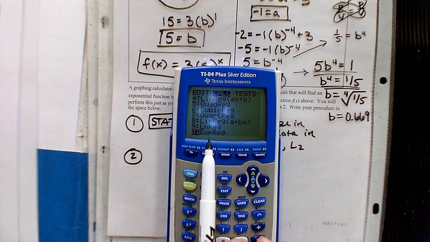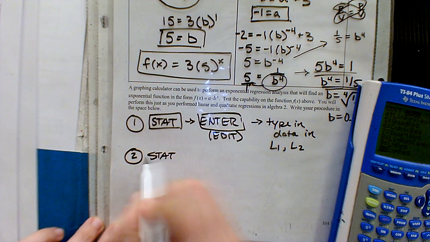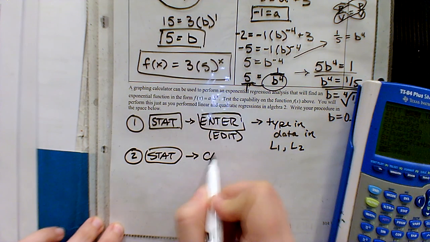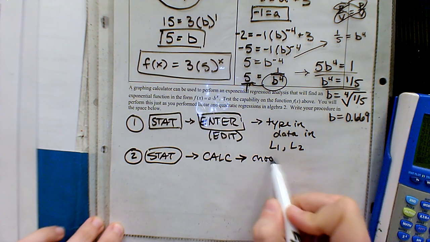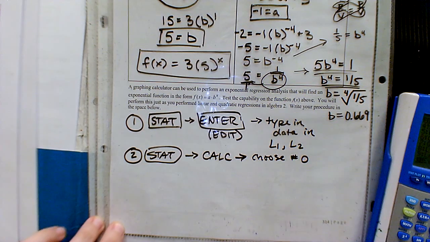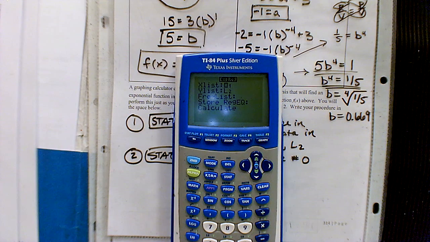It's 0, EXP for exponential. So we're going to hit the stat button again. We're going to scroll over to calc, and we're going to choose number 0, at least for this section, because we've done other options in the past. All right, so we'll go ahead and hit 0.